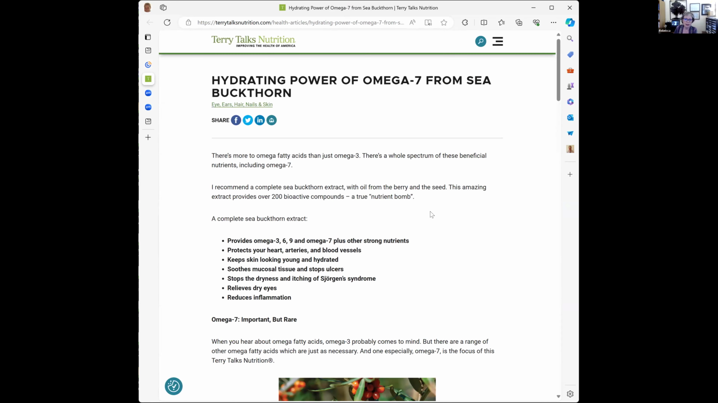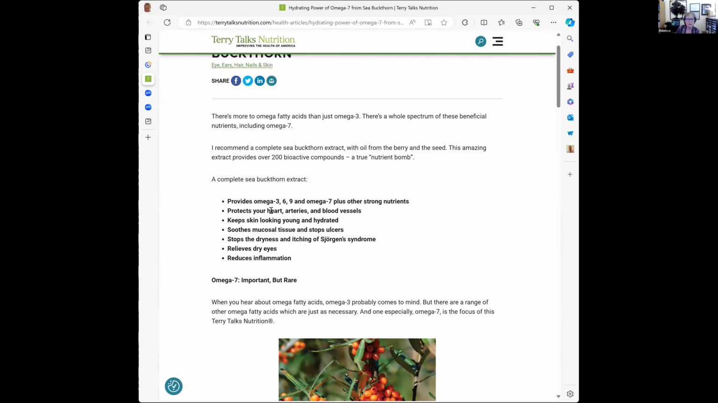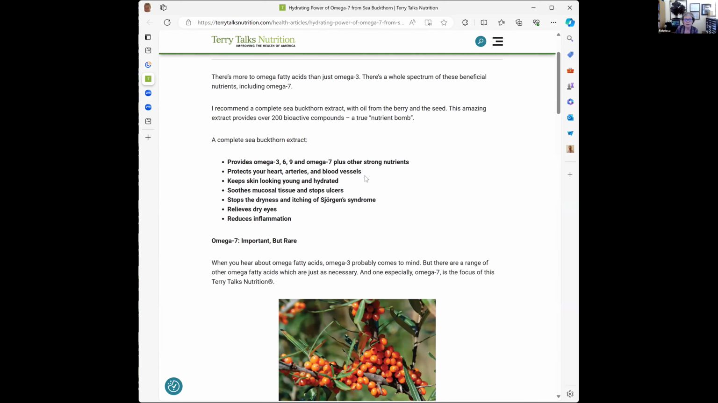The hydrating power of omega-7 from Sea Buckthorn. There's more to omega fatty acids than just omega-3. There's a whole spectrum of these beneficial nutrients, including omega-7. I recommend a complete Sea Buckthorn extract. This is Terry Talks Nutrition. So anyway, it protects your heart, arteries, and blood vessels, keeps skin looking young and hydrated, soothes mucosal tissues, and stops ulcers, because right, your stomach and all of that. It stops the dryness and itching of Sjogren's syndrome and relieves dry eyes and reduces inflammation, hence its whole role in the MSM eye drops with Sea Buckthorn Berry.